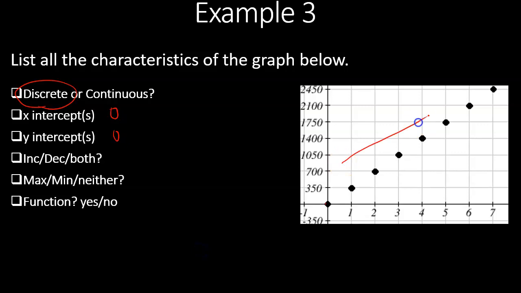Increasing, decreasing, or both, this is increasing. Maximum, minimum, or neither. For this one, from the snapshot that we can see, the maximum looks to be this point and the minimum looks to be this point. But since we can't see a full shot of the graph, we can't say for sure. So I'm just going to say neither. We're just going to go with neither on this one. And then is it a function? Yes, it is.